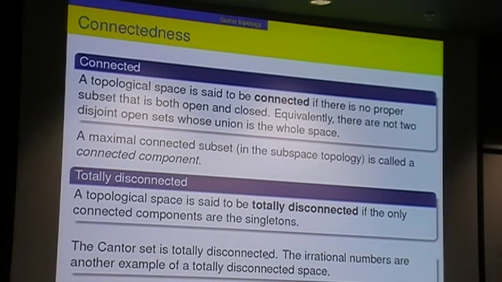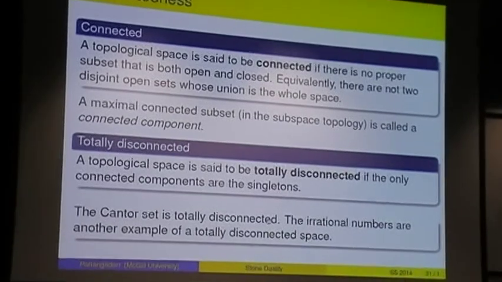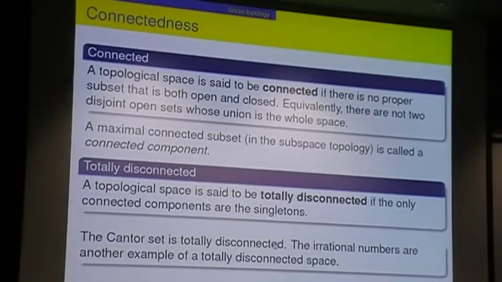Now it turns out some spaces are as disconnected as they can possibly be. These are called totally disconnected spaces. These are spaces in which you try to make the connected pieces and you find the biggest connected pieces you can construct are actually single points. You can't break single points further, but if your only connected components are all singletons, you say the space is totally disconnected. And these occur all over the place. The Cantor set is totally disconnected. The irrational numbers are totally disconnected in the subspace topology.